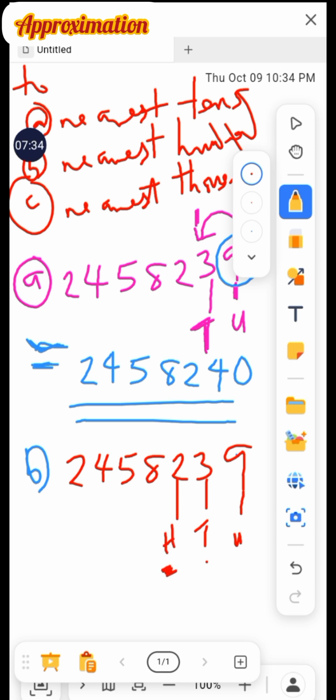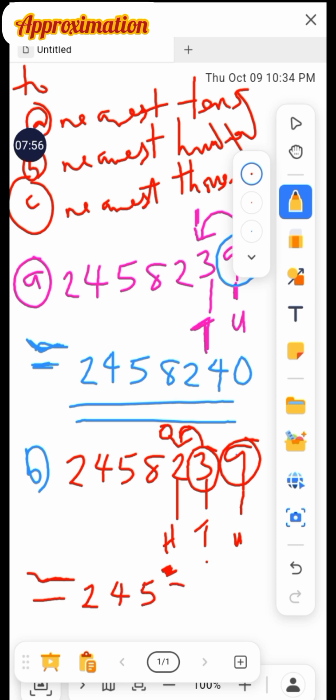The number at the back of my 100 is 3. So 3 on top of 2 is in the first category of numbers that can only add 0. So this will be 0. Then every other thing at the back of that 2 will vanish to 0. So your answer to the nearest 100 is approximately 2458. 2 plus 0, that's still 2. Then 2 zeros at the back. So this is the value for nearest 100.